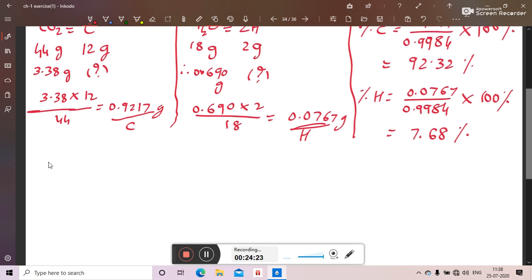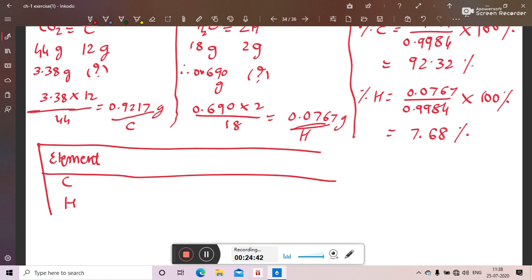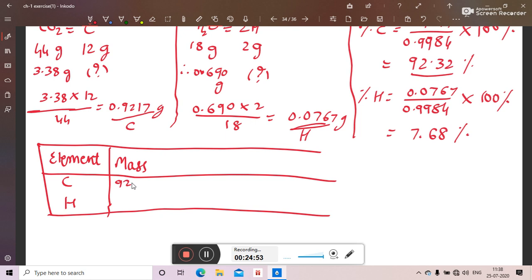Now from here you have to find out the empirical formula of the compound as we were finding for the other compounds. Means you have to make a table. In the table, first column will be element. So we are having two elements, carbon and hydrogen. In the second column we have to take mass. Whatever percentage we have found can be converted into mass. So mass of carbon is 92.32 gram and mass of hydrogen is 7.68 gram.